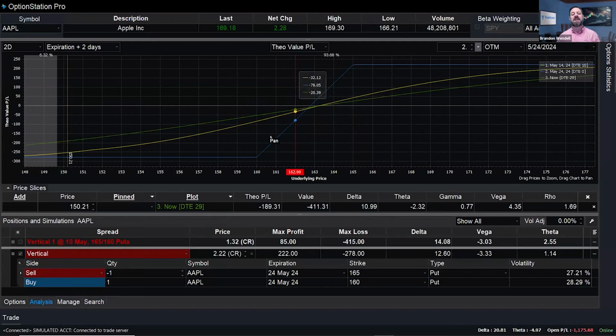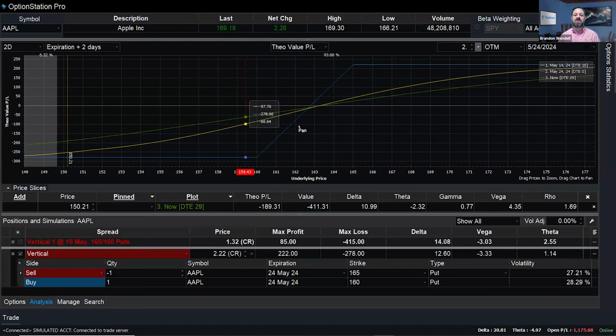Yes, you can exercise the 160 put. Basically, you would be buying stock at 165, selling it at 160. You still lose the difference between the two. Minus, remember, you took in premium. So that premium goes against that loss. So you are limited in risk to the difference between the 2 strikes, again, minus the premium you collect.